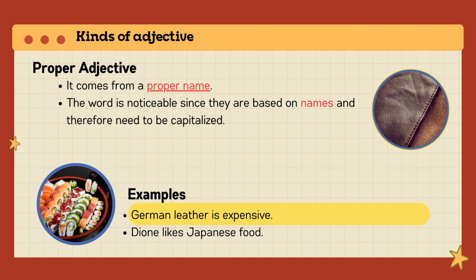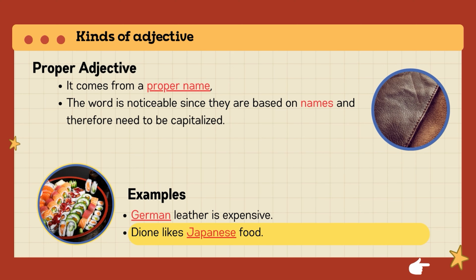German leather is expensive. The one that is being described is the leather that originated in Germany. Dion likes Japanese food. The one that is being described here is the food that originated from Japan.